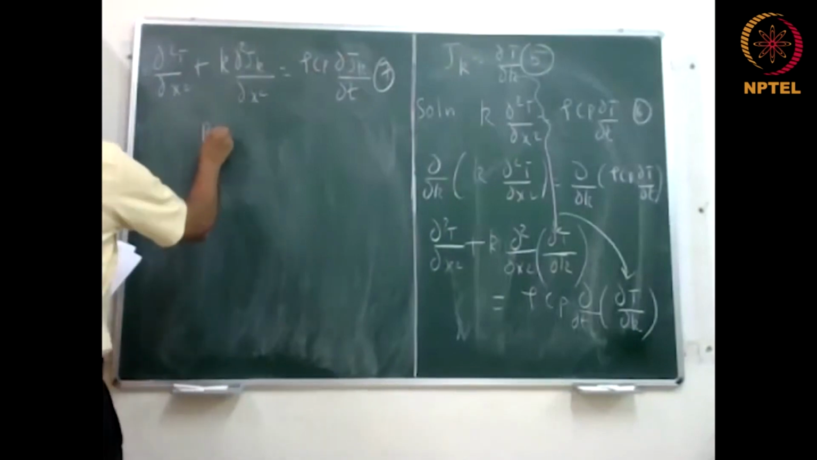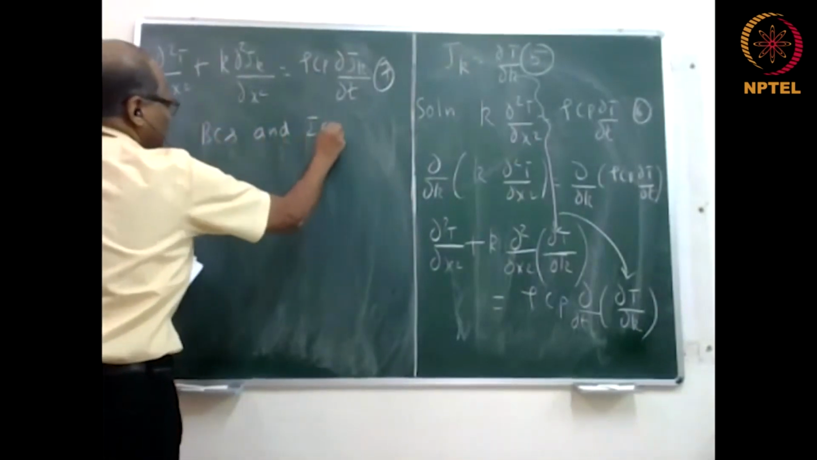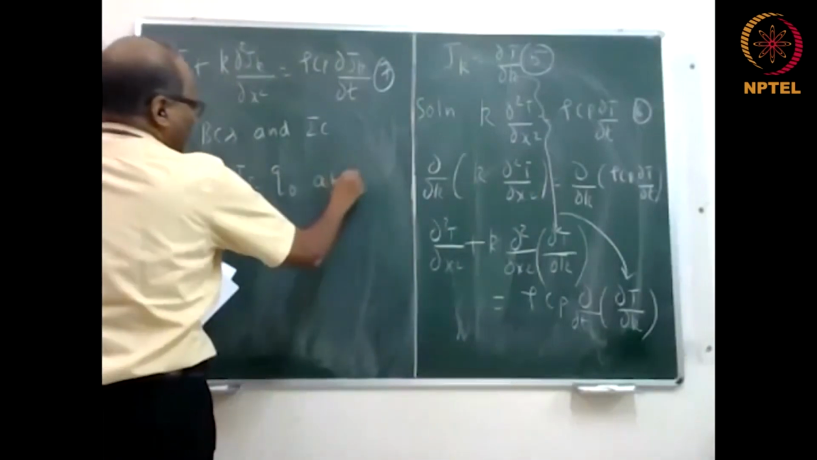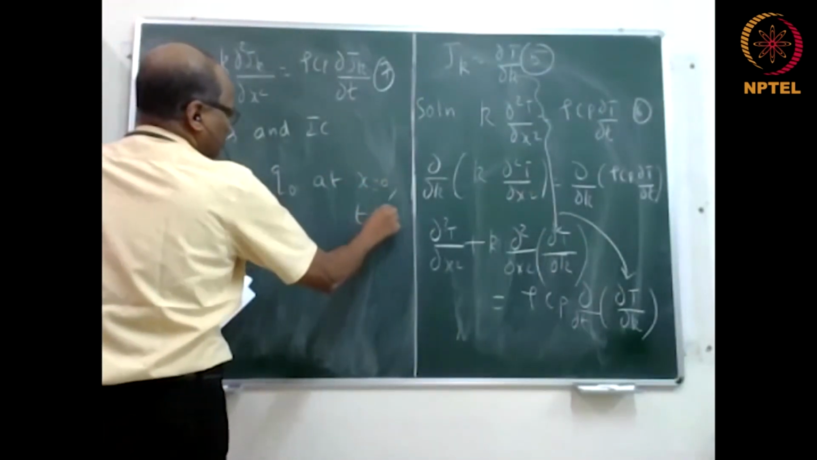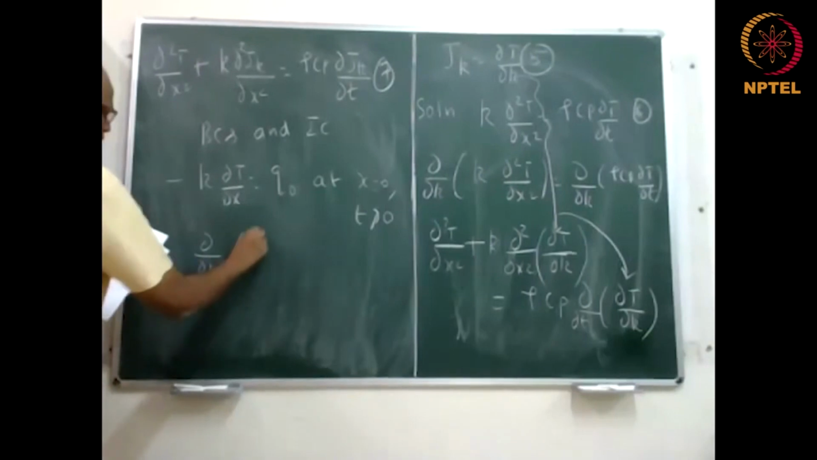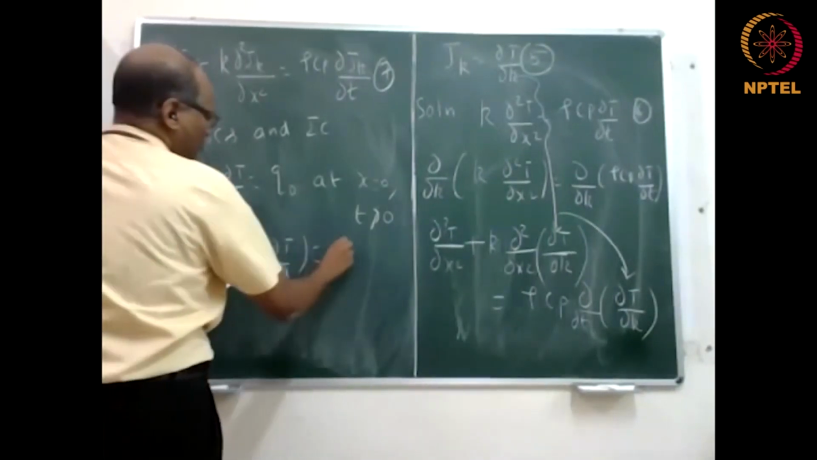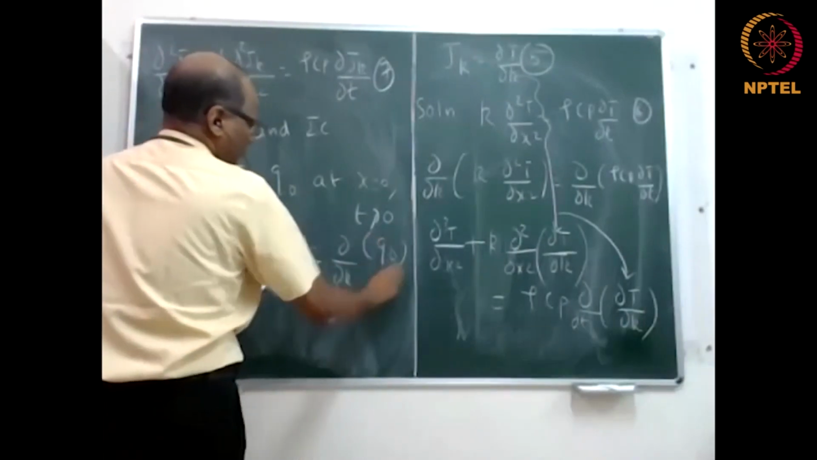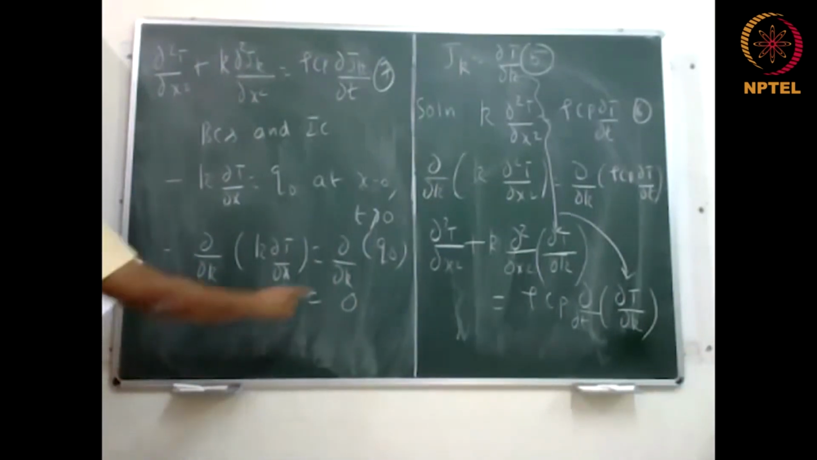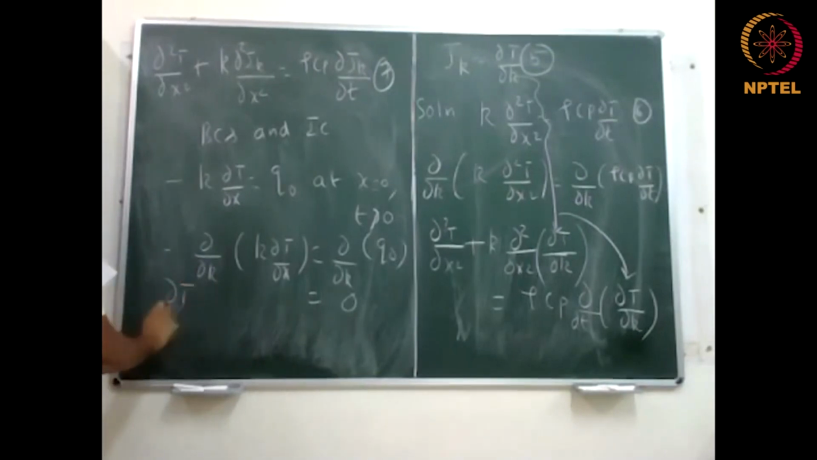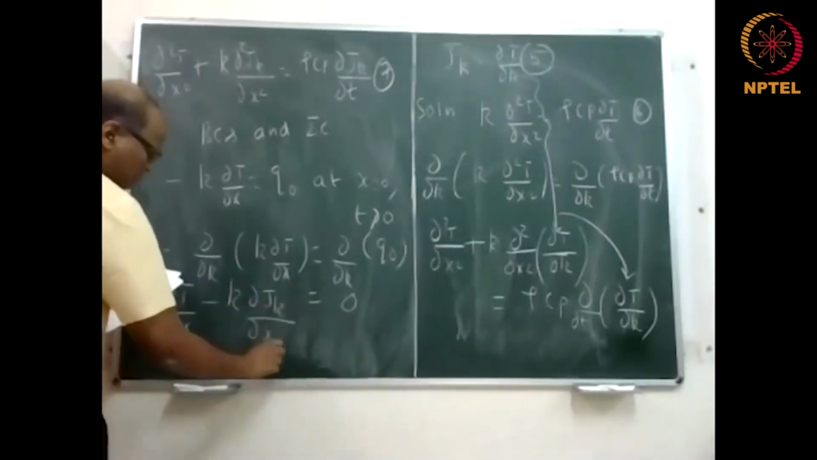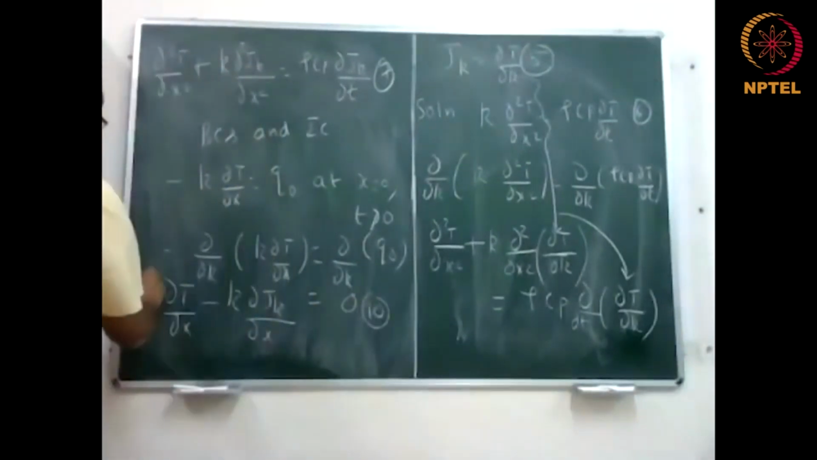Okay. Now BCs and IC. Minus k ∂T/∂x equal to q0 at x equal to 0 for all times greater than 0. So this is nothing but minus ∂/∂k of k ∂T/∂x equal to ∂/∂k of that, which is 0. Okay. So right side is 0. Left side is ∂T/∂x minus k ∂J/∂x. So the left side boundary condition becomes like this.